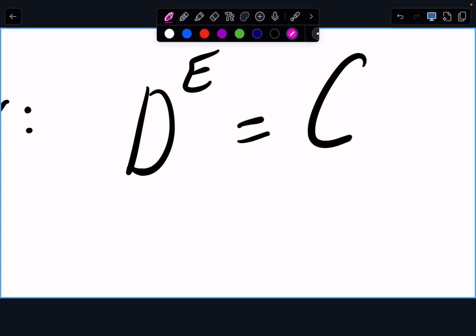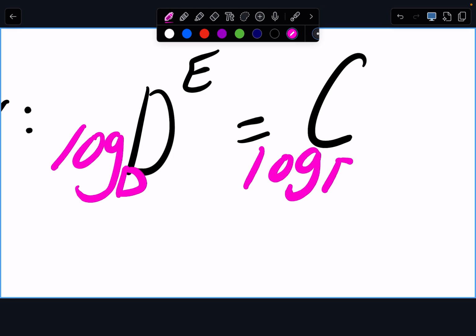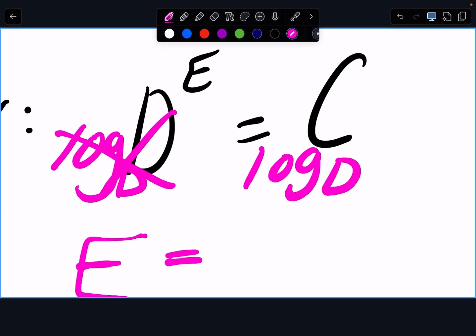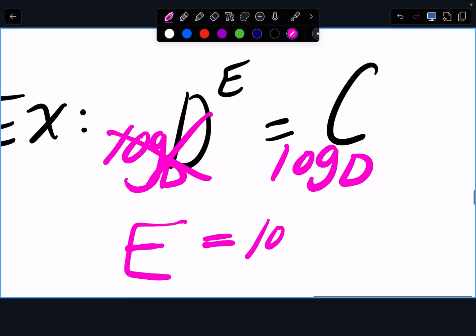So what would we undo? Log base D. Yeah, why didn't you pick C? Because C has an exponent of 1. So log base D both sides. On the left, it cancels out. So E is no longer an exponent. So then we have log base D of C, like that.